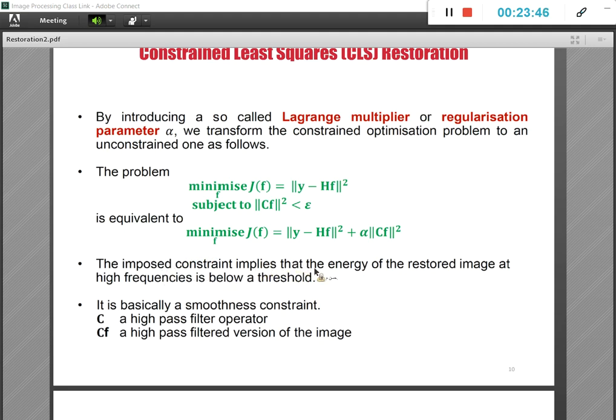The imposed constraint implies that the energy of the restored image at high frequencies is below a threshold. It's basically a smoothness constraint. What is C? A high pass filter operator, and CF is a high pass filtered version of the image. This high pass filtered version should be lower than some threshold, so we are minimizing the high pass filtered version of the input image.